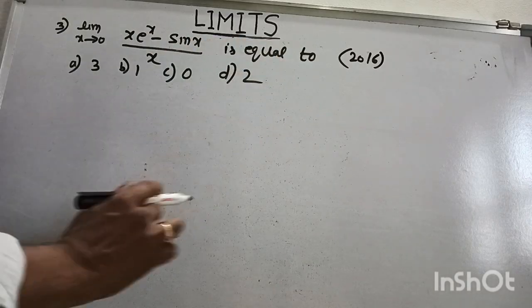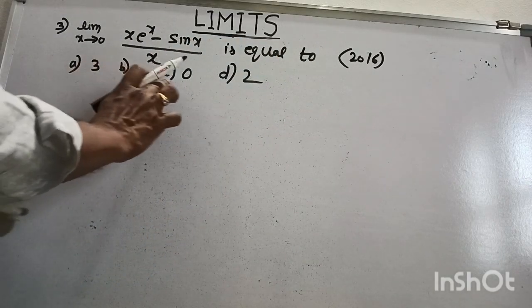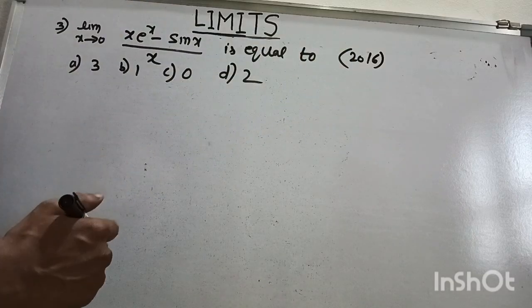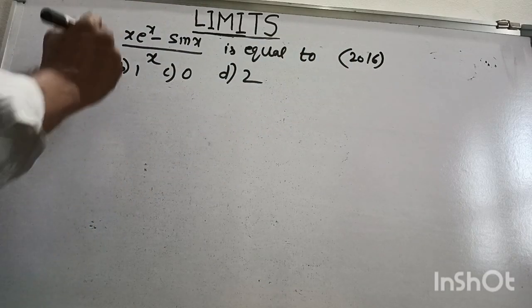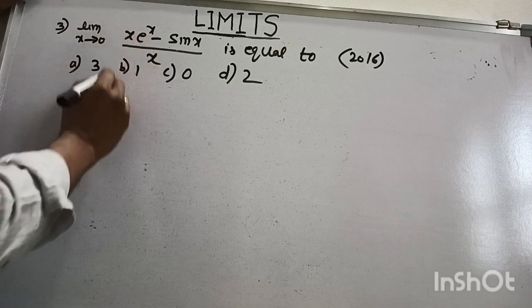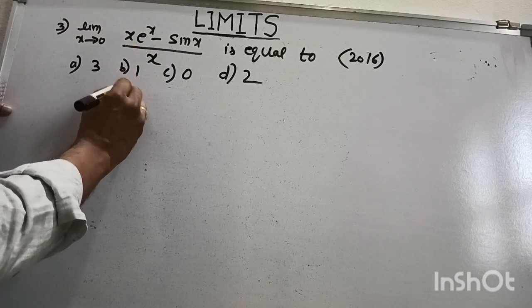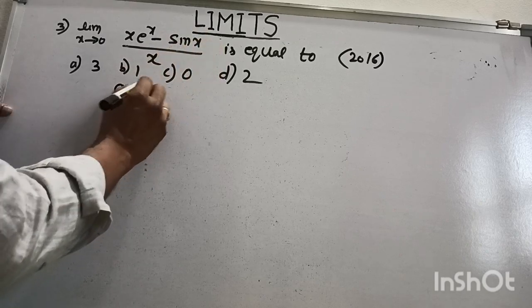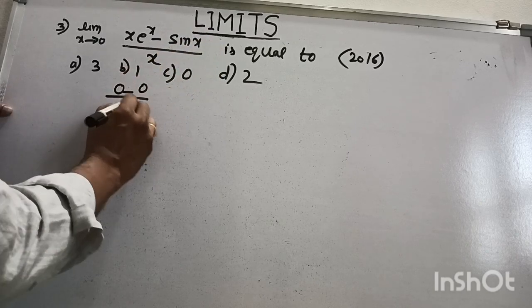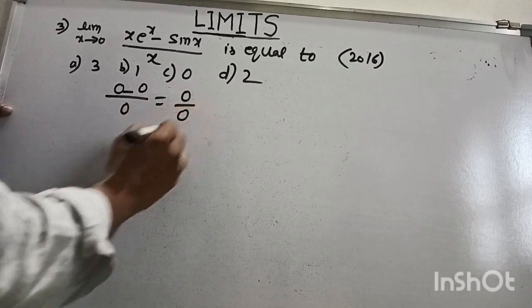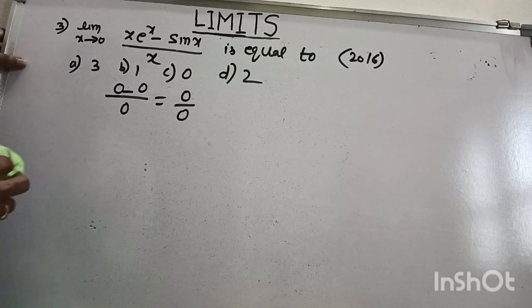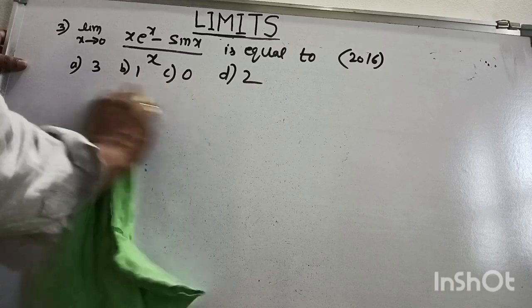Next problem: limit x tends to 0, (x into e power x minus sin x) by x is equal to? Options are 3, 1, 0, 2, asked in KCET 2016. Apply x tends to 0, we get first term becomes 0, minus sin 0 is 0, by x is equal to 0. So we are getting 0 by 0 form. This is called indeterminate form. So use L'Hospital's rule.